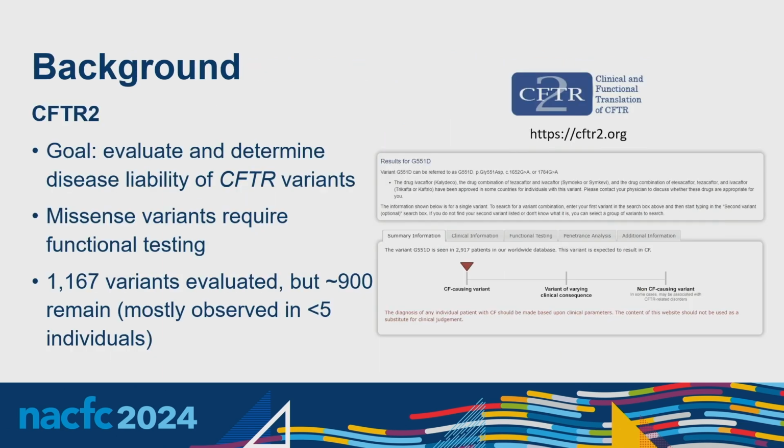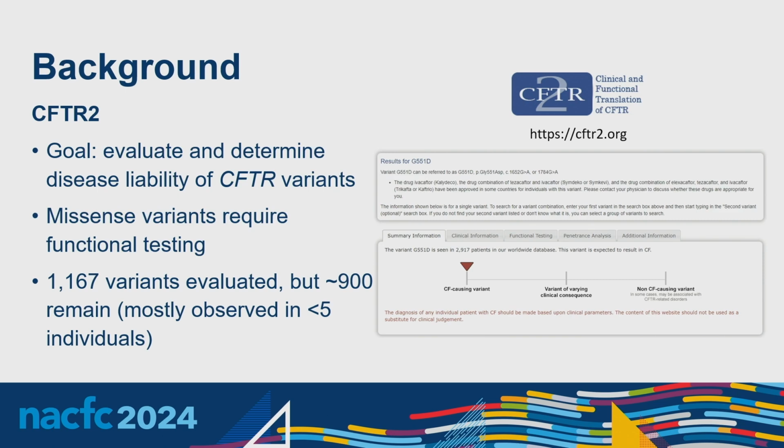So there are two sides of background here that led to this project. As I think most people are somewhat familiar with, CFTR2 has the goal to evaluate and determine disease liability of different CFTR variants. So we collect data from all over the world, and you may have heard that we have an update now. There are 1,100 variants online.